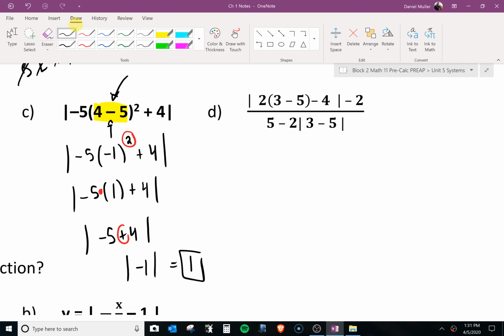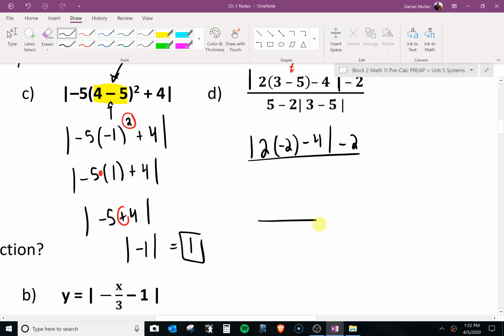So here we go. Next question. All right. Well, we have to deal with the numerator and the denominator. So the numerator, we're going to have to do inside these absolute values first. And so we're going to start with the inside the brackets, the 3 minus 5. So we have the absolute value of 2, bracket, minus 4. Then we close the absolute value, minus 2. And then we got to do inside these brackets here, 3 minus 5 is negative 2.